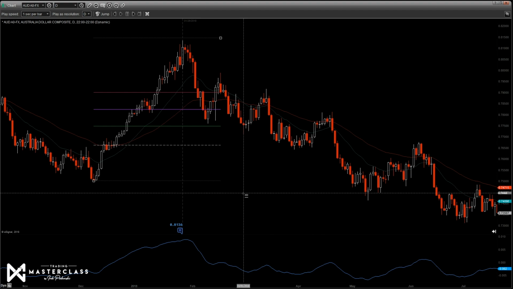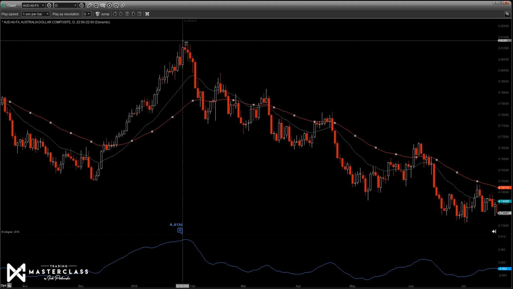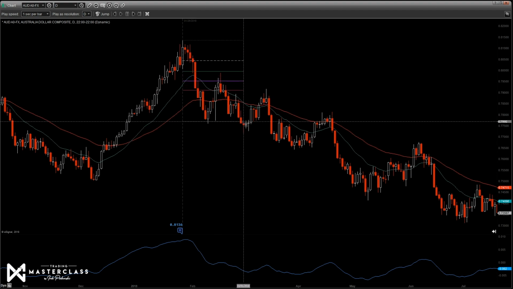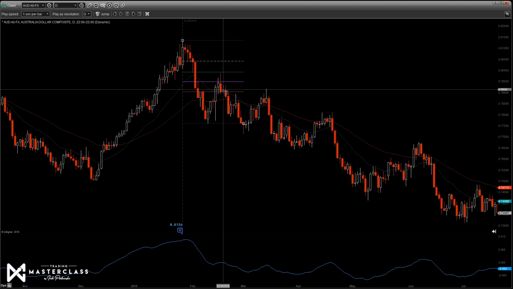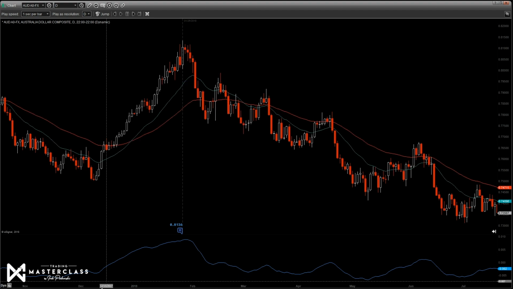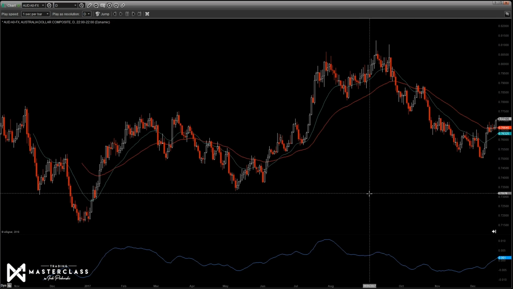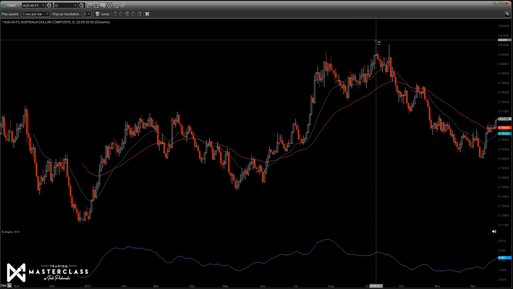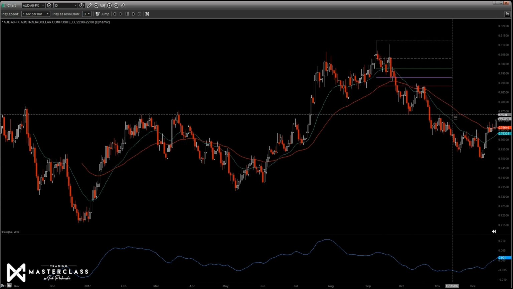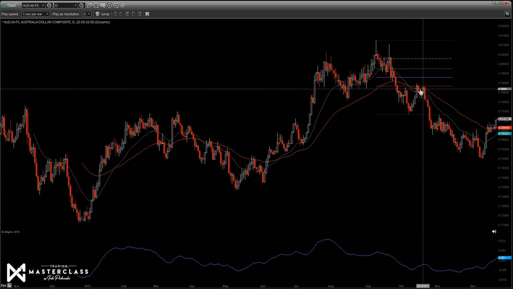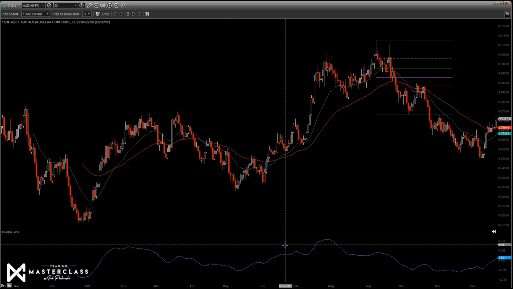So that's one way of drawing it. Now you can also draw it here. And you'll notice the same thing was rejecting that same area, right? So it's a measurement for the pullback. And then with that, it gives you target placements and stop loss placement. Here's another example, you know, perfect 0.382 retracement. You'll notice a lot of times it will line up with the 50 EMA as well.